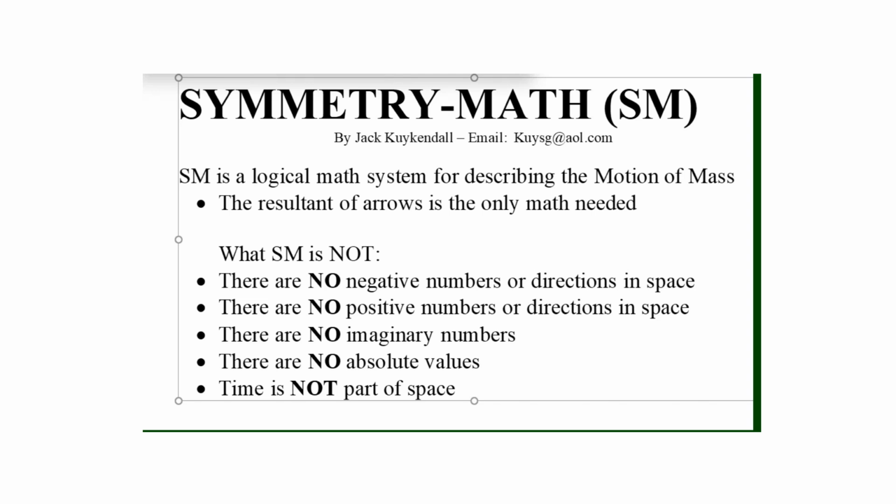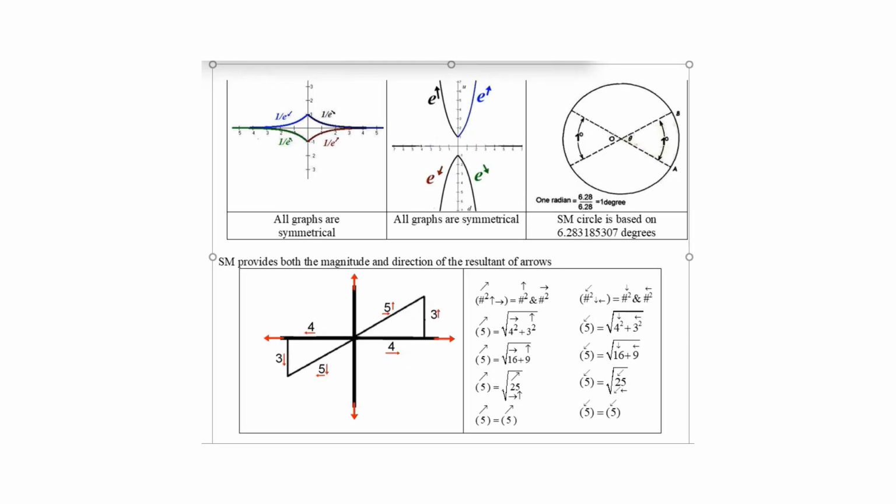What SM is not. There are no negative numbers or directions in space. There are no positive numbers or directions in space. There are no imaginary numbers. There are no absolute values, and time is not part of space. In SM, all graphs are symmetrical, and the SM circle is based on 2 pi degrees.